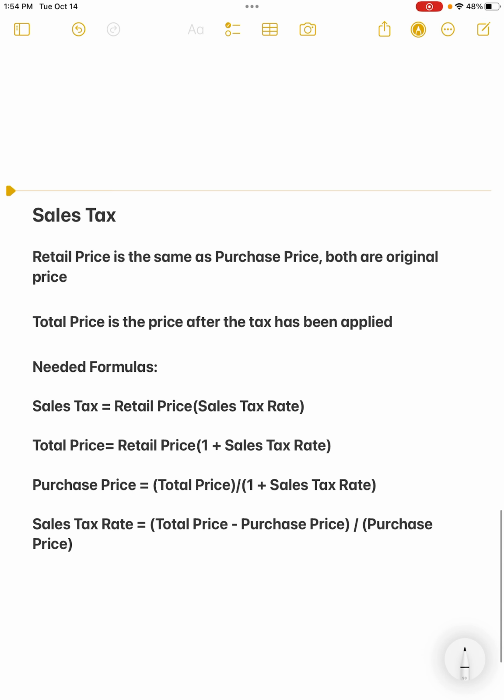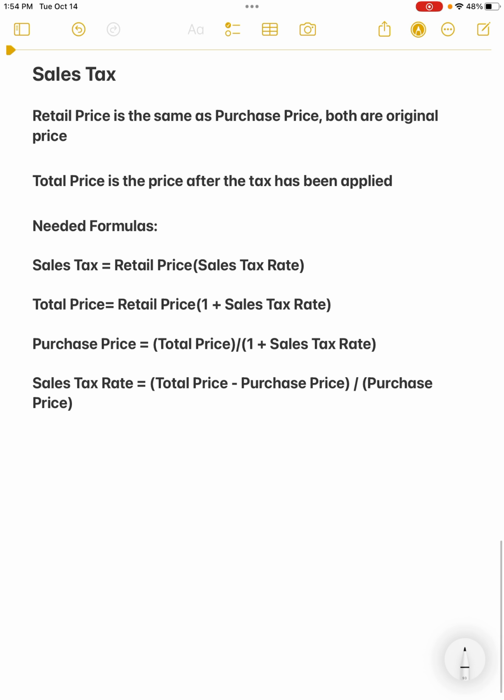So the only other thing that's here is sales tax, and that starts kicking in at problem number 19. And so retail price is the same as the purchase price. Both are original prices. Total price is the price after the tax has been applied.